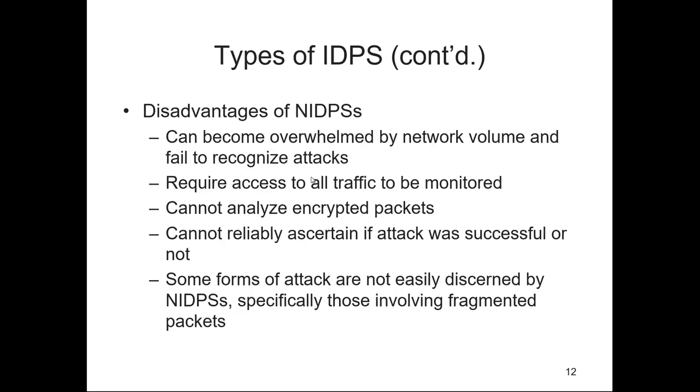Some of the disadvantages: the network IDS can become overwhelmed by network volume and fail to recognize attacks it might otherwise have detected. So it might skip some of the attacks. Network IDSs require access to all traffic to be monitored. They also cannot analyze encrypted packets, making some of the network traffic invisible to the process, and they cannot reliably tell if an attack was successful or not.